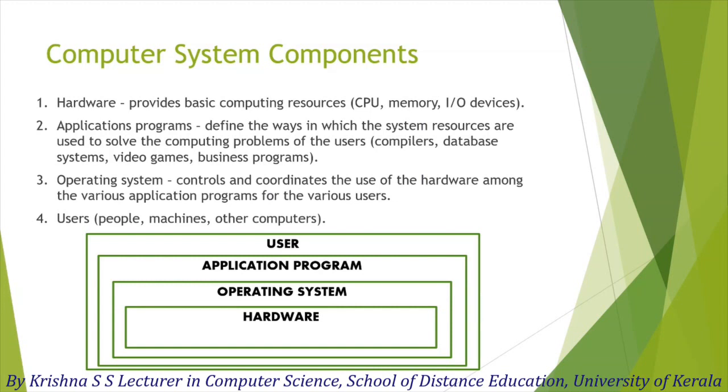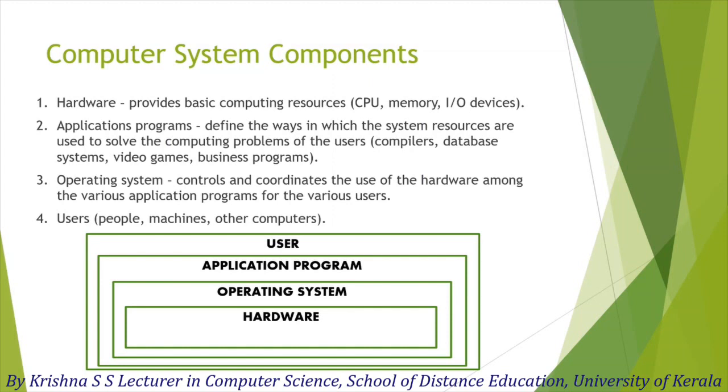Operating system. As shown in the figure, it is above the hardware. That is, just above the hardware, we are presenting the operating system, and the function of this operating system is to control and coordinate the use of the hardware among the various application programs for the various users. So it will be between the hardware and the user. The operating system is the intermediary between the user and the hardware, and above this operating system, application programs are run.